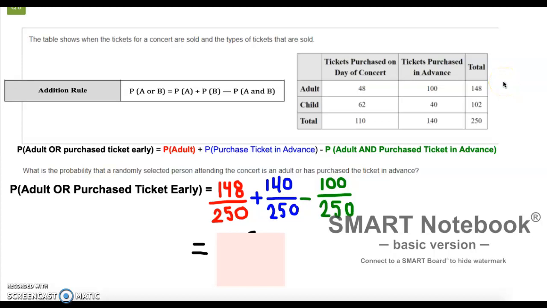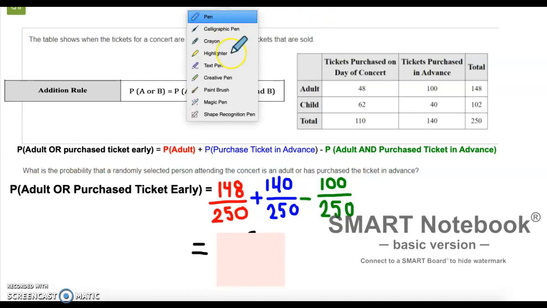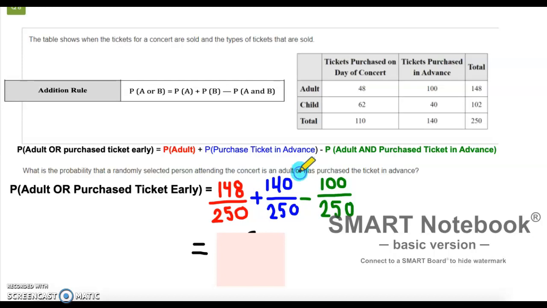The table shows when the tickets for a concert are sold and the types of tickets that are sold. What is the probability that a randomly selected person attending the concert is an adult or has purchased a ticket in advance? So here, the word "or" is very important because it tells us we're going to use the addition rule, which is given to you on your state test reference sheet.